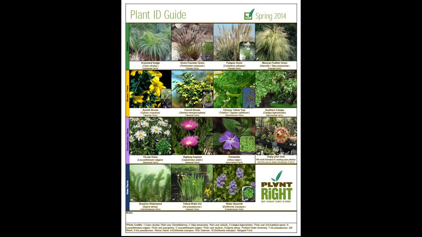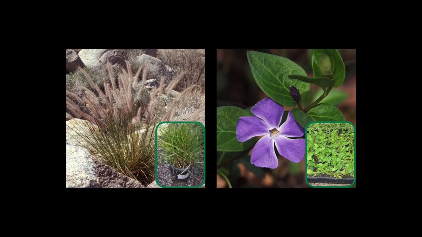Here on the screen, we've got the plant ID guide that I mentioned earlier with pictures of each of the plants on our survey. And these plants often look pretty different in the stores than they do in the wild, especially depending on the time of year. And so to help you identify the plants, we've included an extra inset photograph for many of them, like these that you can see here, of green fountain grass, Pennisetum setaceum, on the left, and periwinkle, Vinca major, on the right.